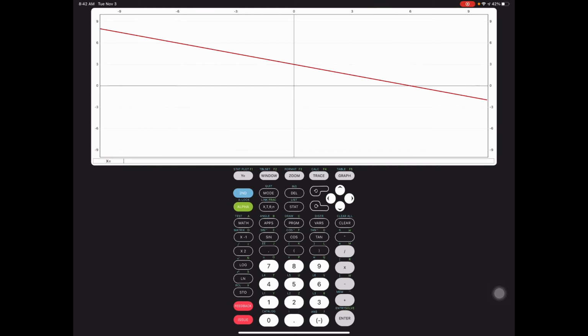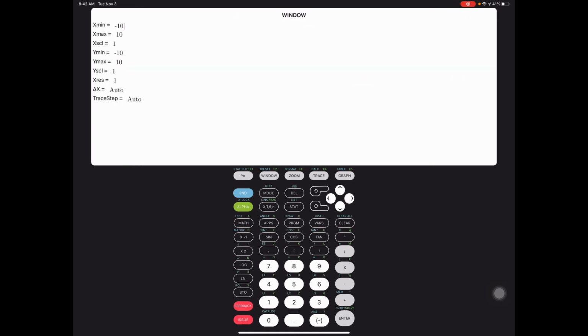And you will see that your graph will come up in the standard window. If we actually want to look at the window settings, you hit the window key and you can see the negative 10 to 10, etc. there. You're allowed to change your X min and max. You can also change your scale at any time if you have a problem you're working on that you need to see more of the picture. But this is a good starting point.